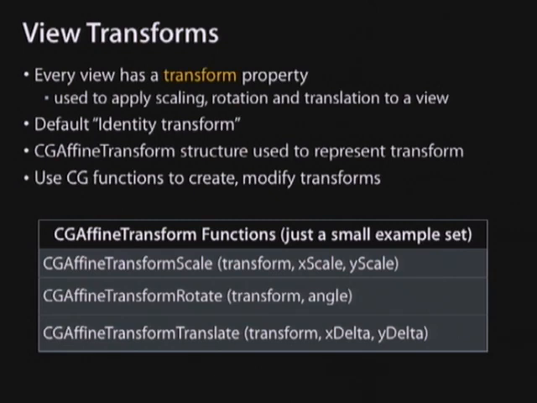There's another way you can transform a layer back to CG land for CG calls. You can create an affine transform. By default, every layer actually has a transform property, and that transform is the identity transform. And if you remember from geometry, identity transform is a matrix of ones and zeros. Basically, the layer doesn't transform at all, right?